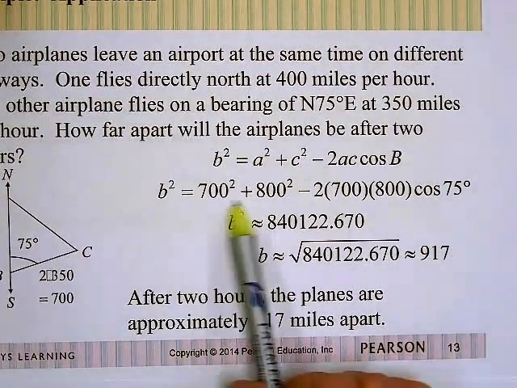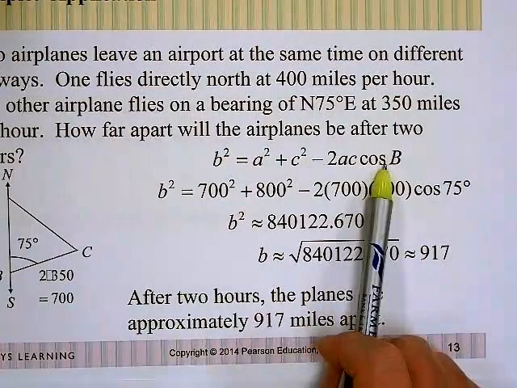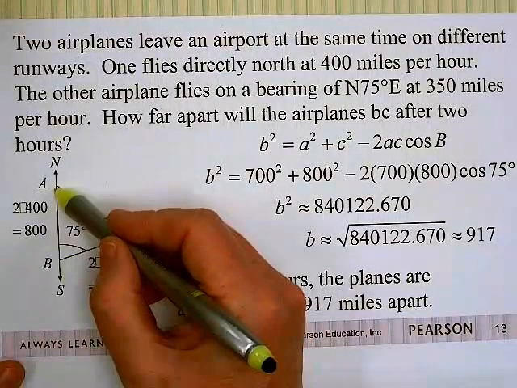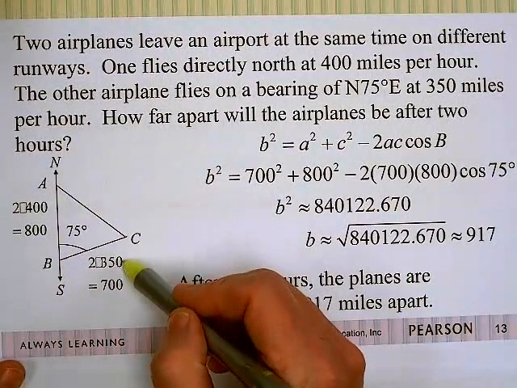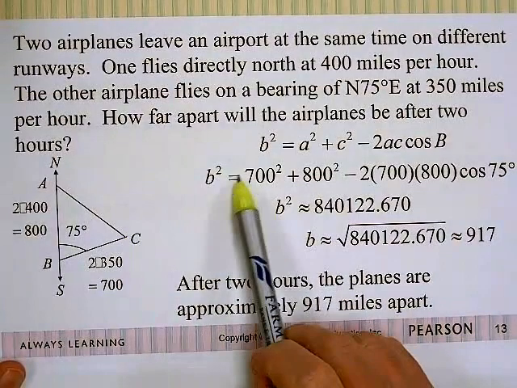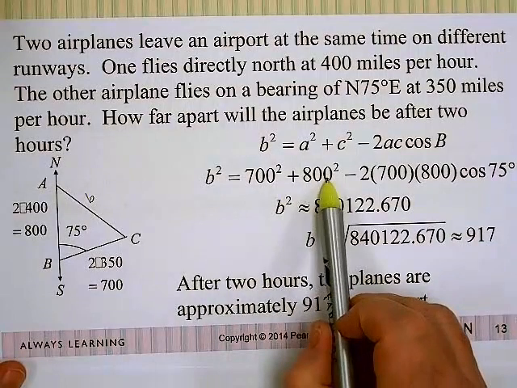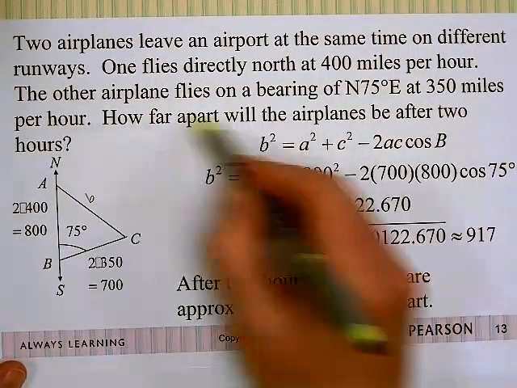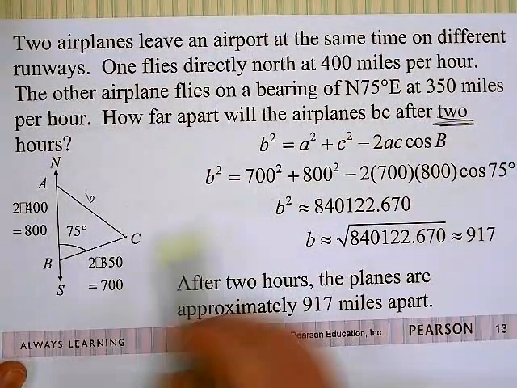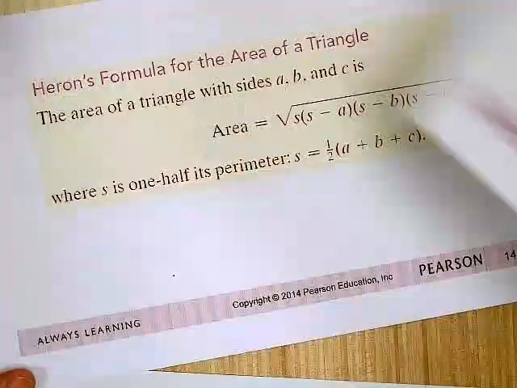So we plug in and we get 917 for B. We use the law of cosines. Here's my problem here. One's going north, 400. One's going this way, 350 miles per hour. And plugging in, we find that this is the B I'm looking for. I have 700 squared, 800 squared, because they're going to go for 2 hours. That's why this is 700 and this is 800. Cosine is 75 degrees. So I find that B is 970 miles. The planes are 970 miles apart.